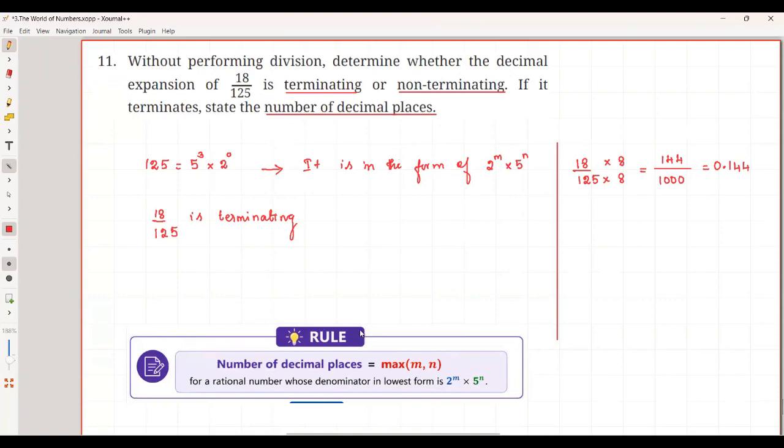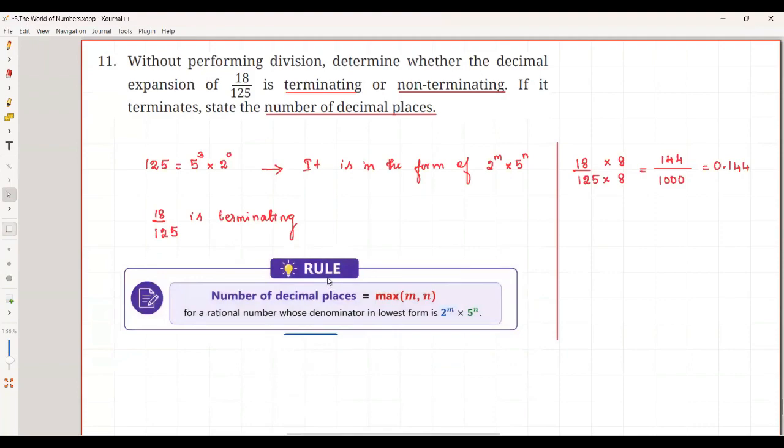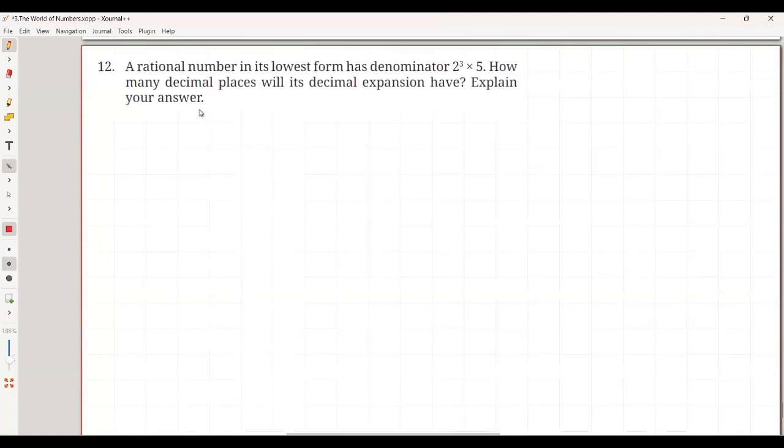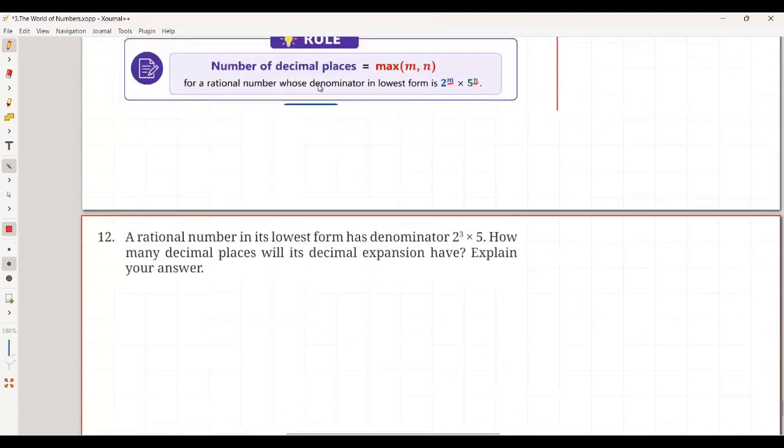Without doing the calculation, I have taken a simple rule for you. So you can just see the rule here. The number of decimal places is equal to the maximum of m comma n. Whichever has the maximum power, that is the number of decimal places. Here, the maximum of 3 or 0 is 3. Therefore, the number of decimal places is equal to 3. These tips are not given in the textbook, so you can just note them down. As we discussed in the previous question, it is the same content.